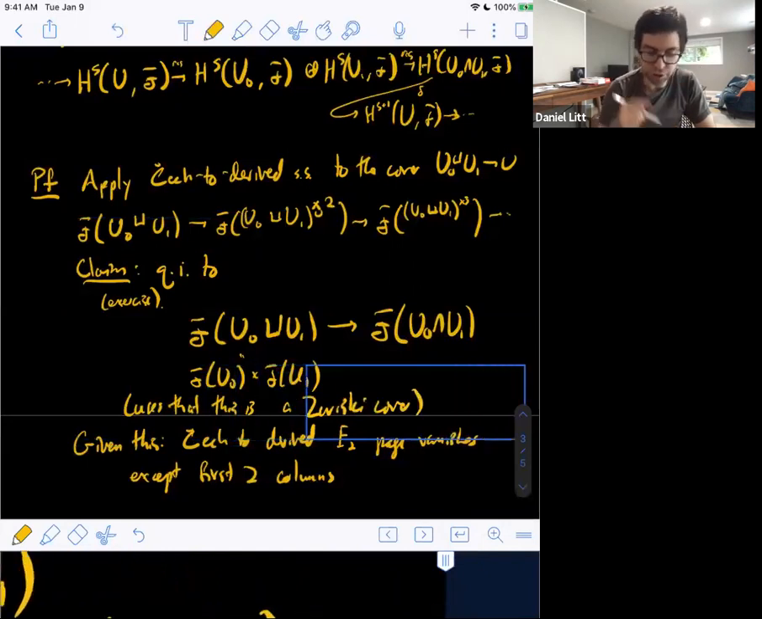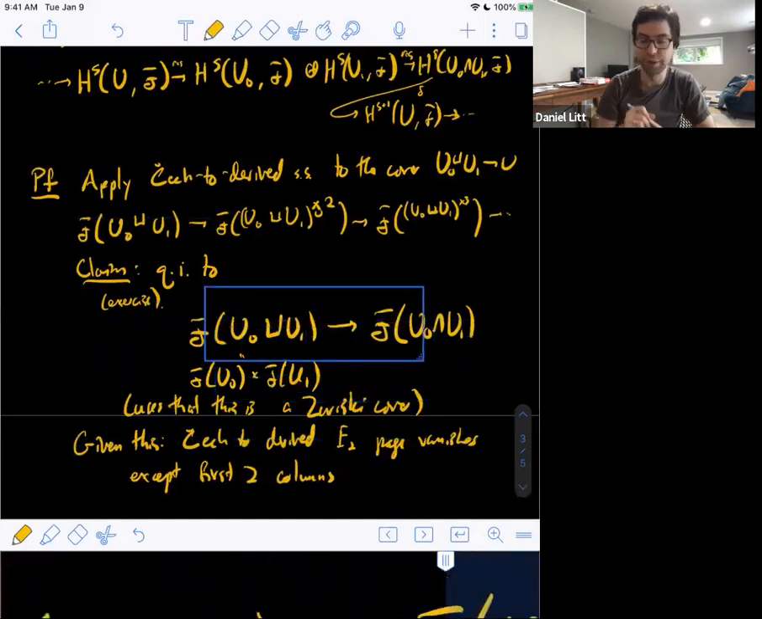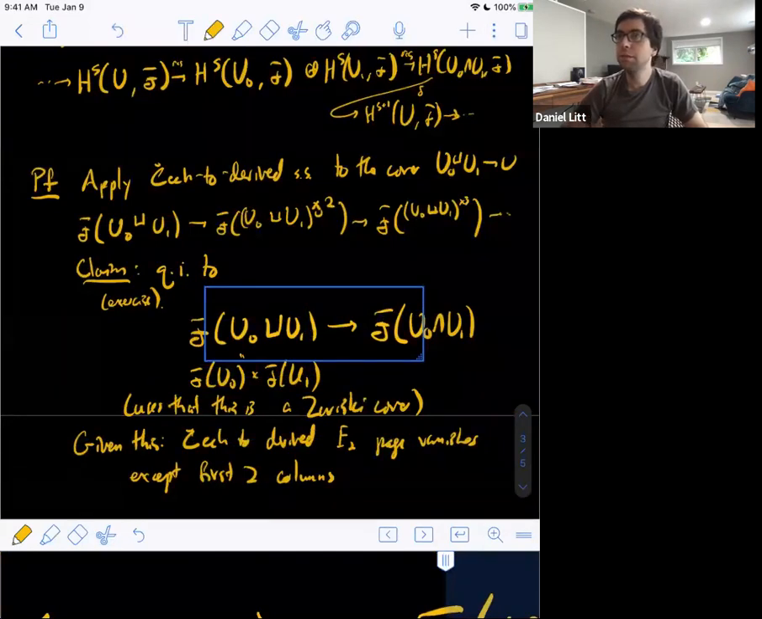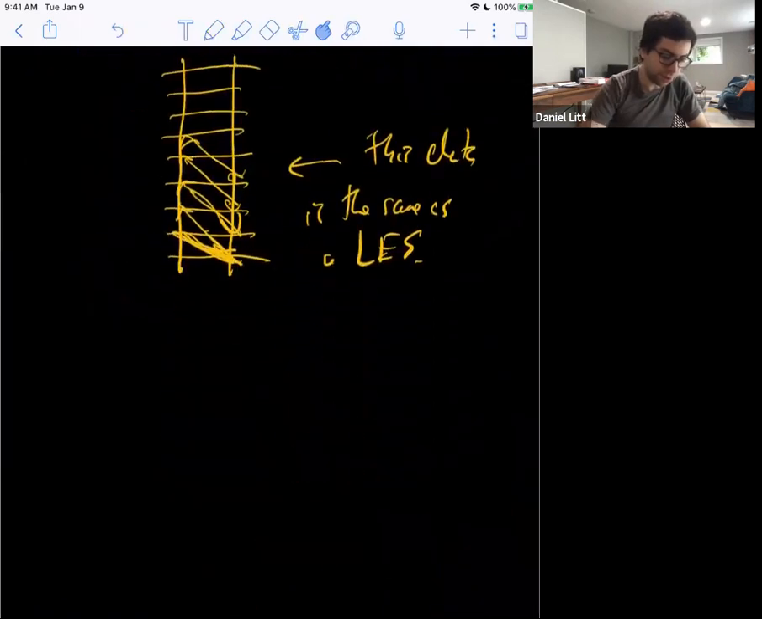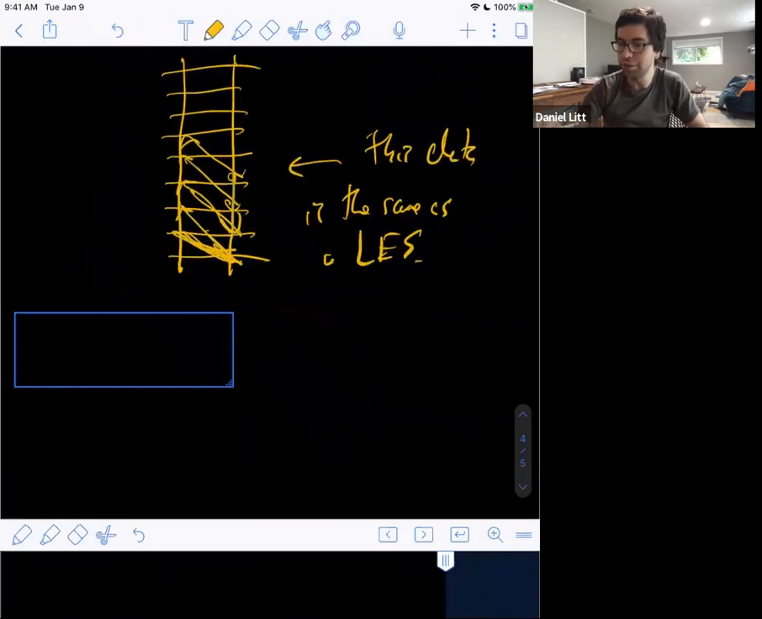So if you took a general étale cover, there would be no reason for this to be quasi-isomorphic to a complex of finite length. Does that clear things up? Okay. So with this, we can actually now compute the cohomology of our first sheaves.